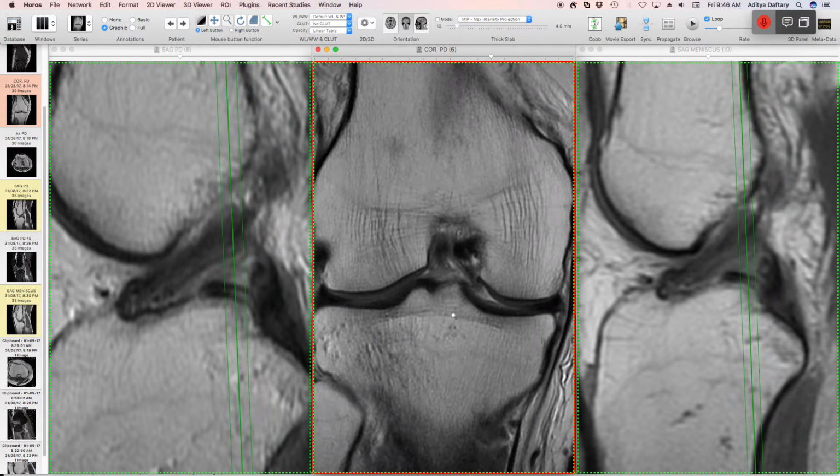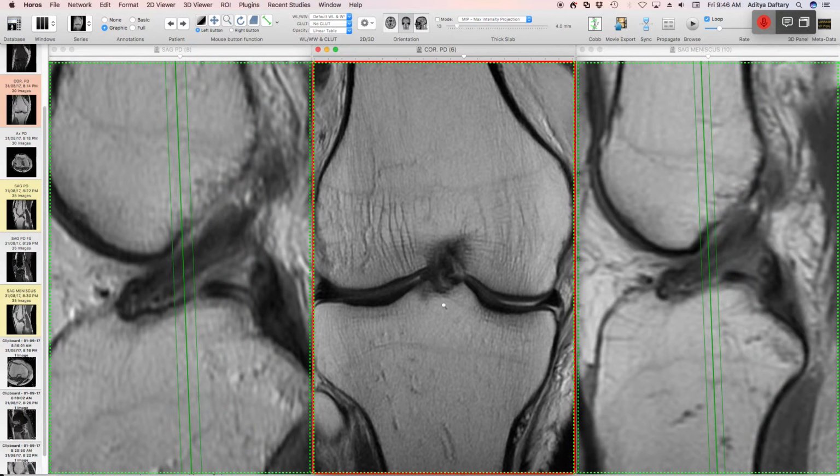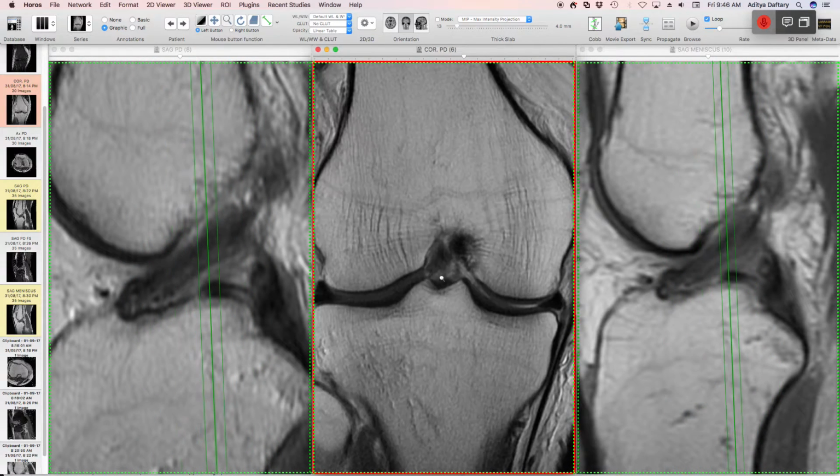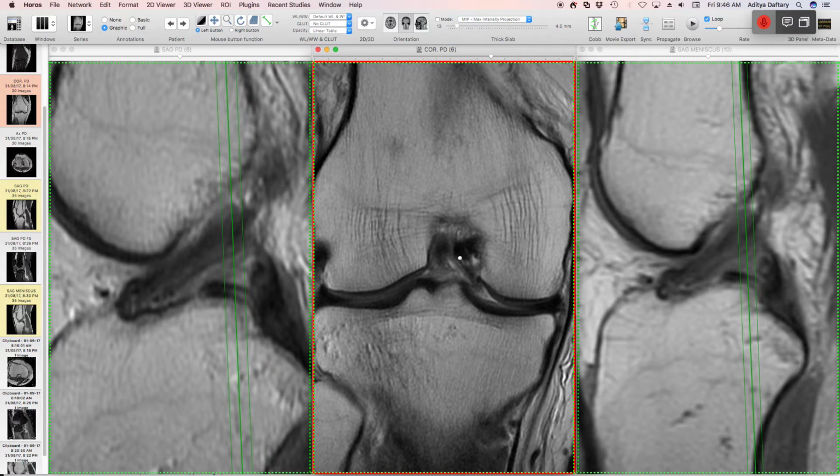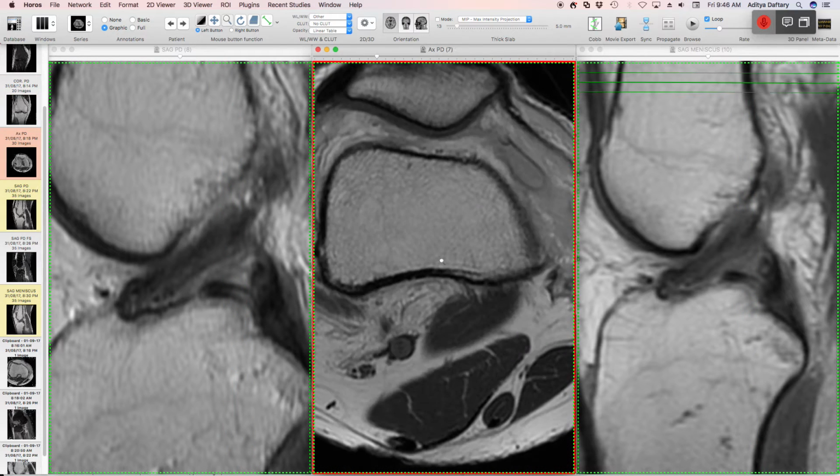And here you can see on the coronal images, this would be the ACL anteriorly, and as you follow it back, you can see towards the femoral attachment there is no attachment. But again, you wonder over here whether you've gone past it, and that's where the axial images become really handy.